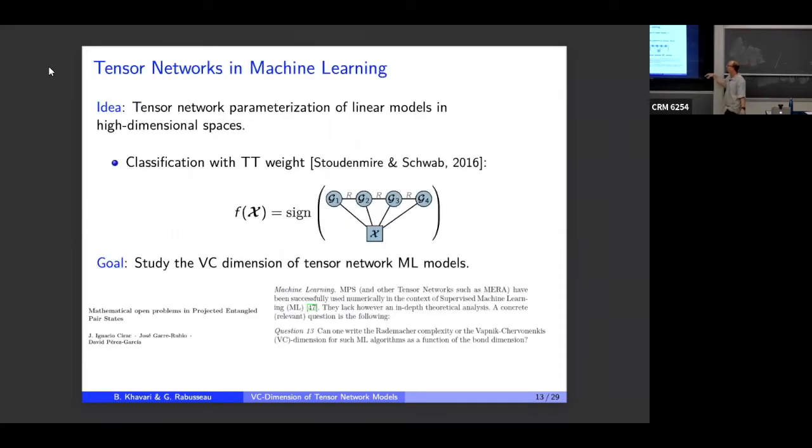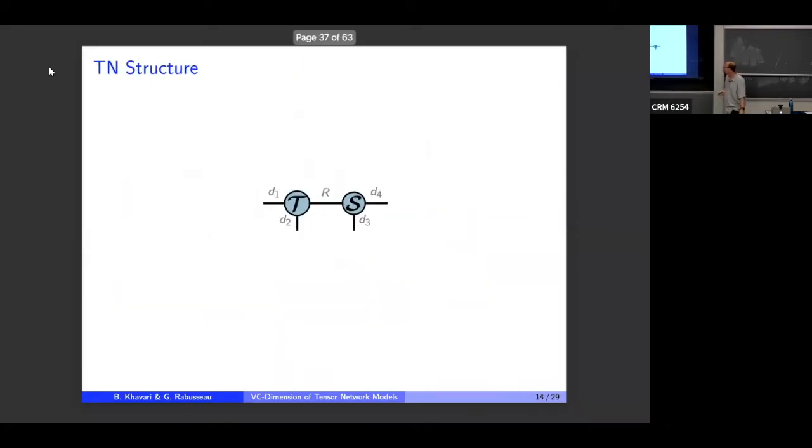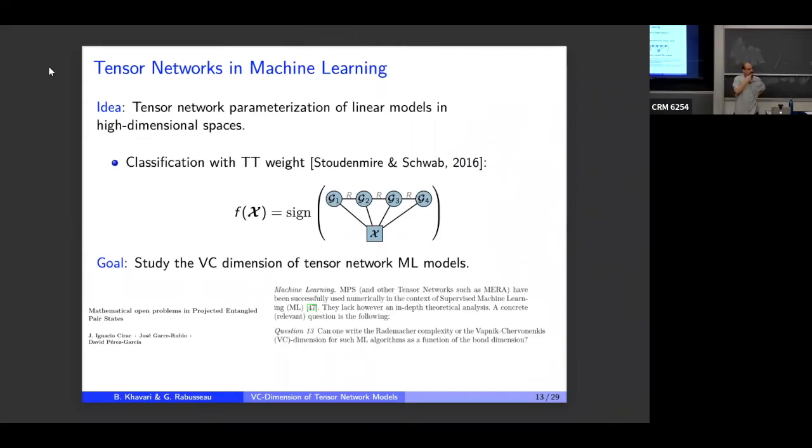Because we want to do that not only for tensor train, but what we were looking for is a very generic result. Given one graph structure, can I relate the bound dimension, the VC dimension, to some parameters of the graphs or the size of the objects and things like this? So did they ask this question for exactly that model with a sign? Yeah, thinking about this model with the sign, but it naturally extends to regression.